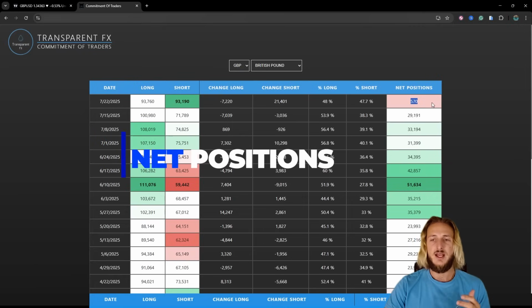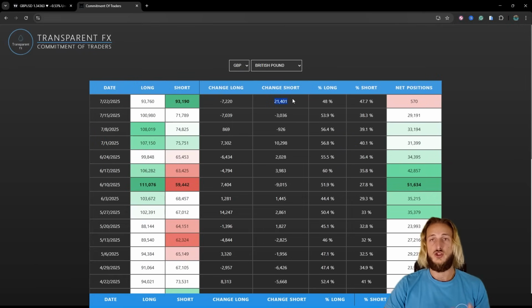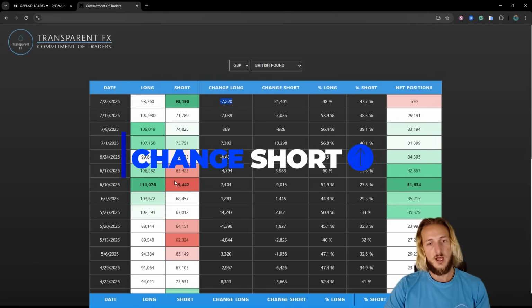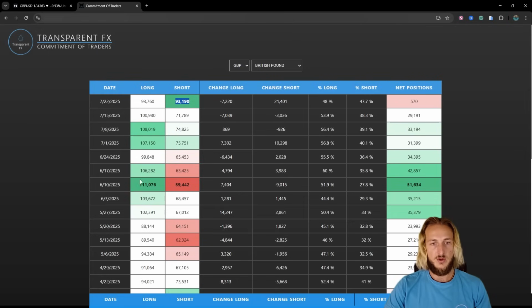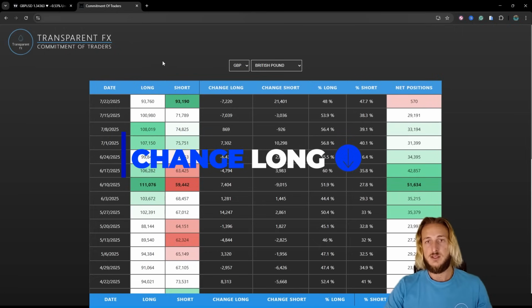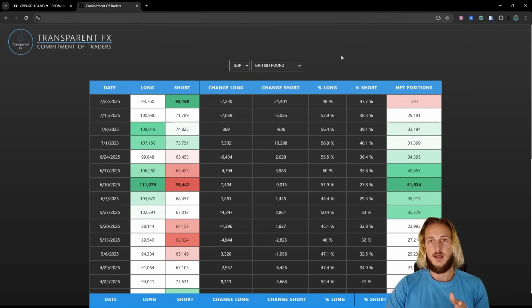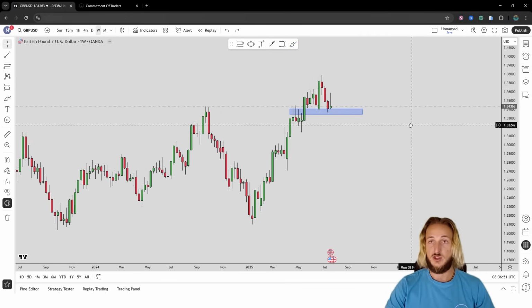So essentially, we had a huge decrease in net positions with 21,000 shorts added just with the last report on GBPUSD and 7,200 longs getting closed. So right now, we had shorts that from an institutional perspective got increased from 59k here at the low up to 93k. Longs got decreased from 111k down to 93k. So we had a huge decrease in net positions on GBPUSD from an institutional perspective, making it much weaker. Now, let's keep all of this in mind and move back to the chart.